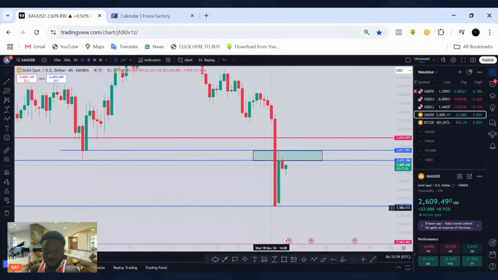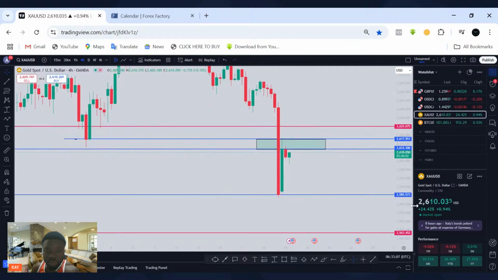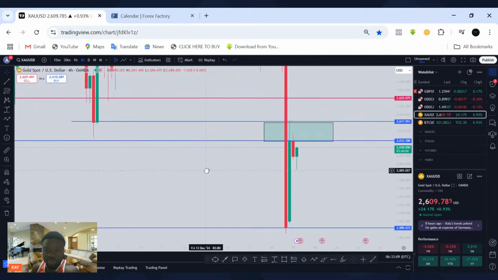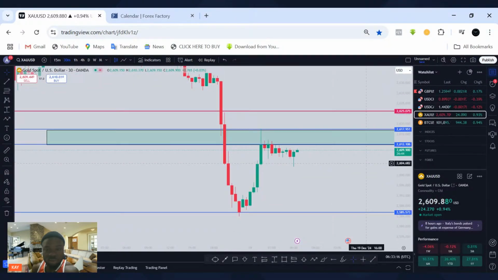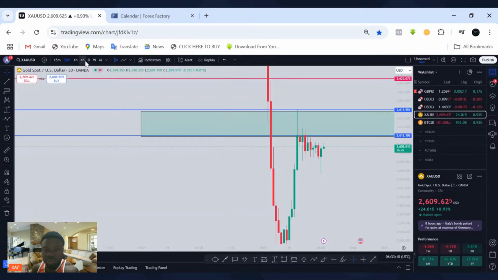Gold just created a breakout. We had a breakout over here. It is making a retest, created a resistance. So what are you expecting? A trend continuation. But before that, you need to see a bullish candle. Okay. We need to see a bullish candle.